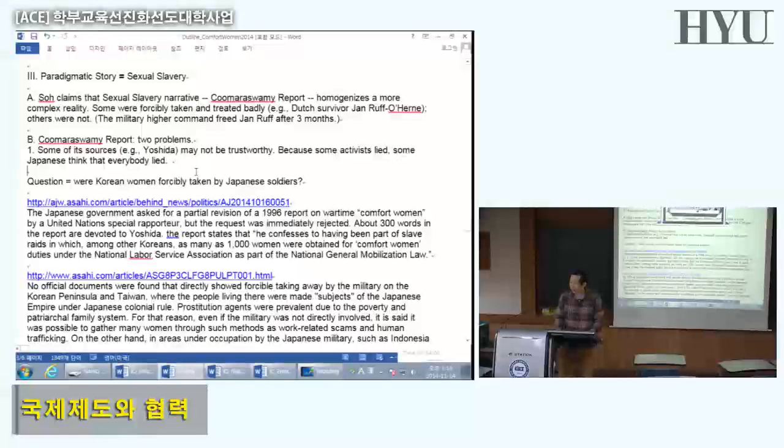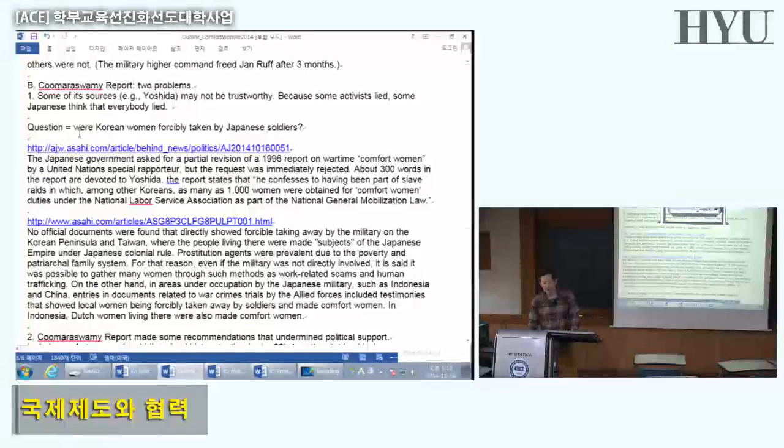The problem is that some of the activists actually lied. And because some of the sources lied, there are some Japanese who think everybody lied. A key question is, were Korean women forcibly taken by Japanese soldiers? This is a critical question, right? And if you go to the Comfort Women Museum, they're going to show you an animation video that shows women being kidnapped by Japanese soldiers.